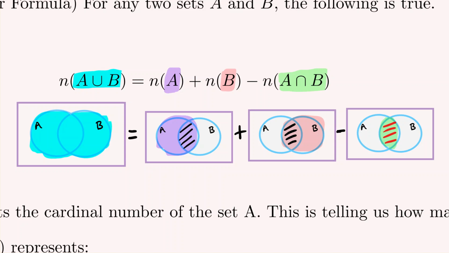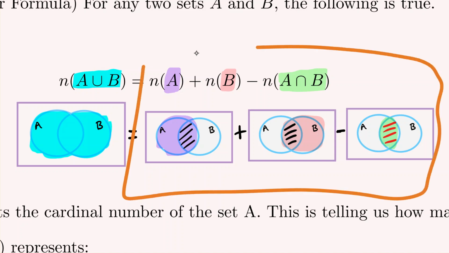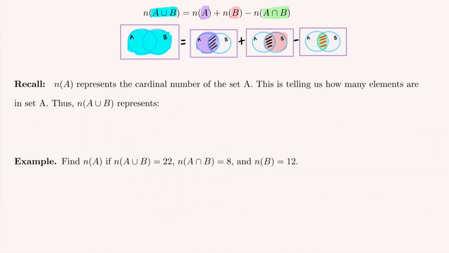So if I know what the number of elements in A and B is right off the bat, that's great. But if I'm only told how many elements are in A, how many elements are in B, and how many elements are in their intersection, I can use this formula to find the total number of elements in A union B. So let's look at this next example, keeping this in mind.